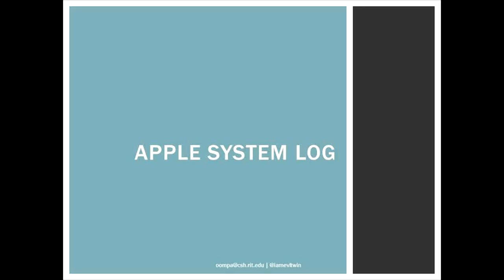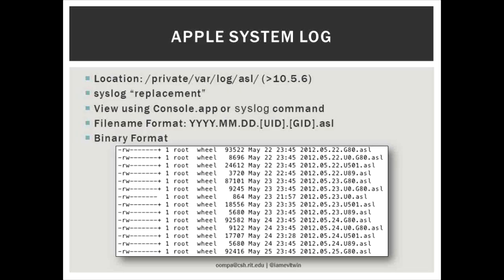So the first log I want to go over is the Apple System Log. This is Apple's replacement for syslog. However, it's not quite a replacement. It's really more of a custom version of syslog. The location of this is /private/var/log/asl, in the most popular log directory that Apple has. You can view it with Console.app, or with the syslog command.